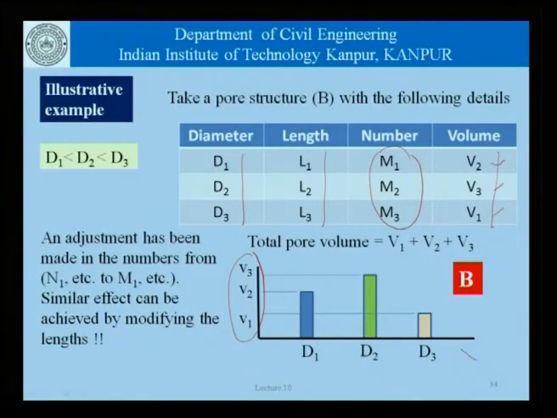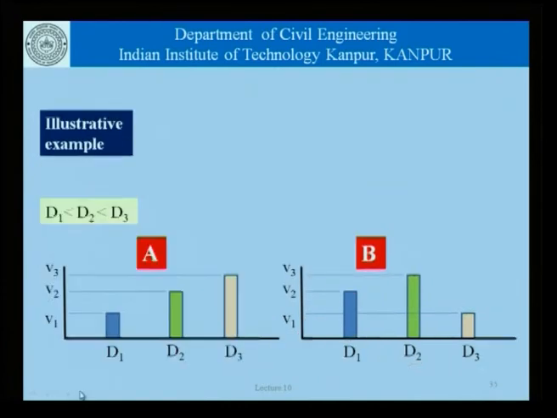Now, how that picture is represented here is that now for pores having a diameter D1, the volume involved is V2. For the pores with diameter D2, the volume is V3, and the pores with the diameter of D3 has a volume of V1. In this case also, the total pore volume is V1 plus V2 plus V3.